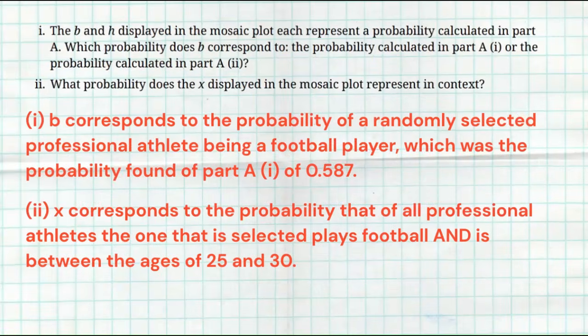X corresponds to the probability that of all professional athletes, the one that is selected plays football and is between the ages of 25 to 30. Again, that probability is about 0.316. But again, that's what they're doing. We're taking the two answers that we found back in part A, I and double I, multiplying together, and that gives us that joint probability of both football and being between the ages of 25 and 30.